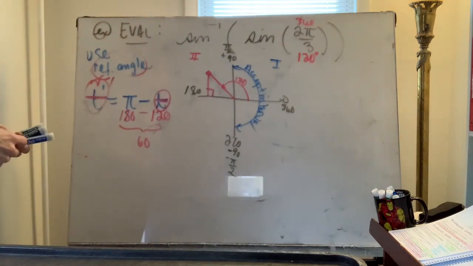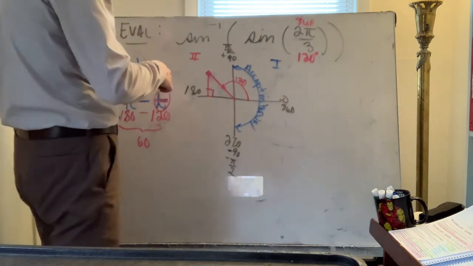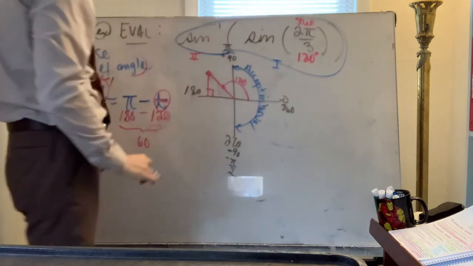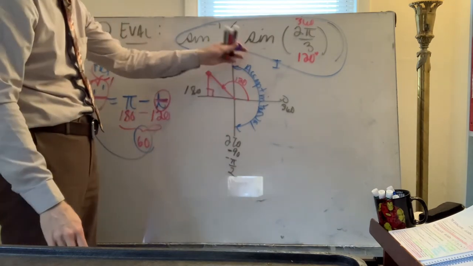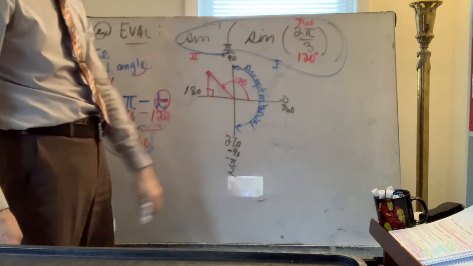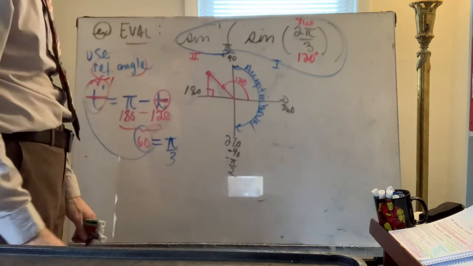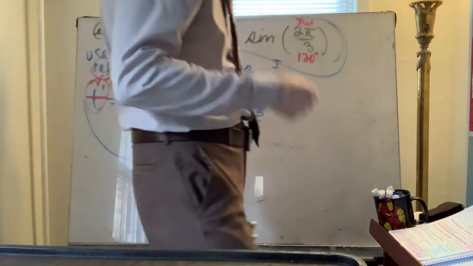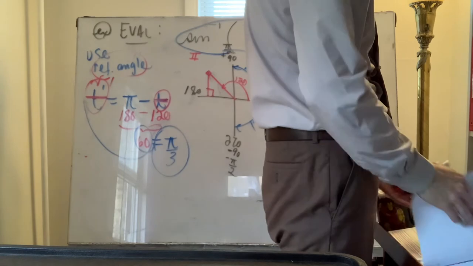So therefore, the evaluation of this expression, using the reference angle that is 60 degrees instead, which fits into the acceptable range, we'll just put in pi radians because that's what's been given here. What is this? This is pi over 3 again, coincidentally. And that's the answer. All right. Let's do one for tangents.